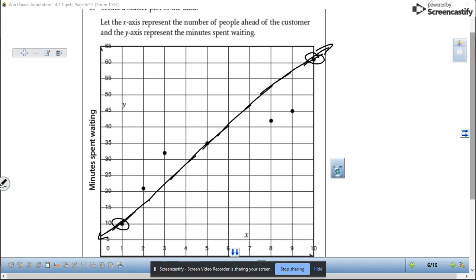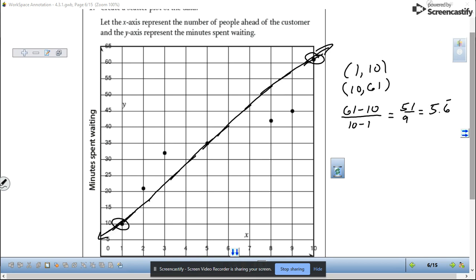It's 1, 10. And the second one is a little less obvious, but it appears to be 10 and then 61. Okay, so if I wanted to find the slope of that, then I would do 61 minus 10 over 10 minus 1, which is 51 divided by 9. Right, and you get 5.6 repeating.